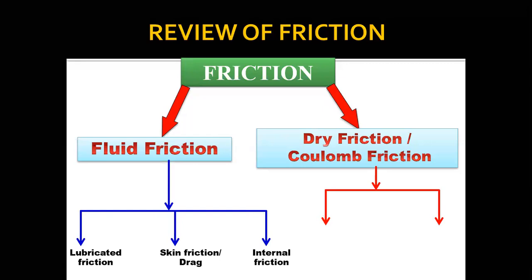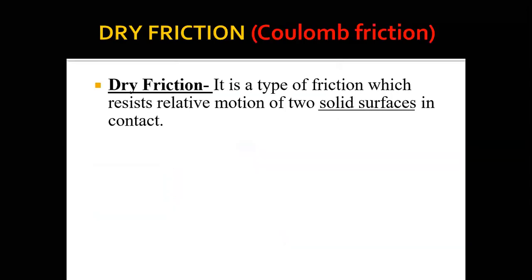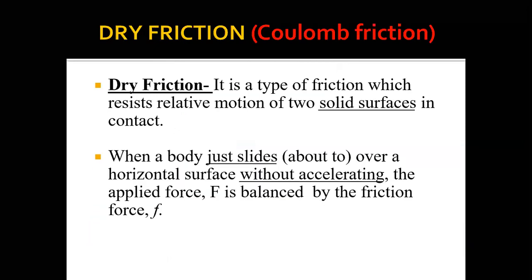For dry friction, we can have static friction, that is friction for objects which are static, just about to move, and then dynamic friction for objects which are already in motion. Our focus in class will be on dry friction. So what then is dry friction? It is friction which resists relative motion of two solid surfaces in contact.